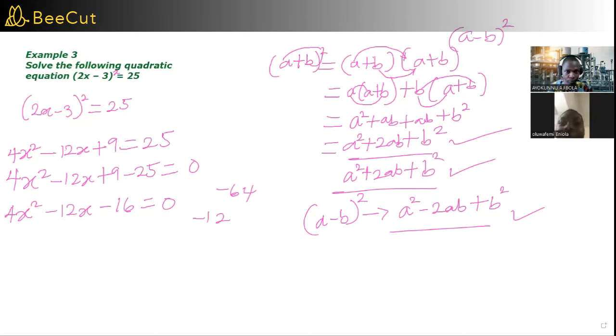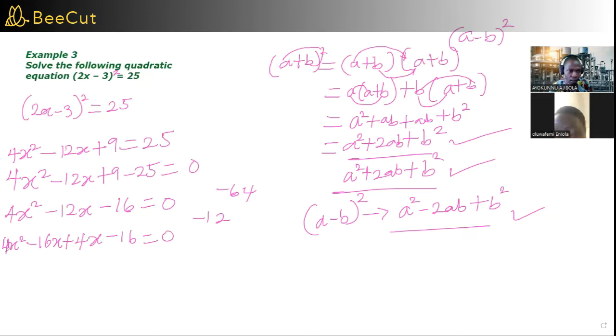Sixteen. 16 times 4. So you said 16 times 4. It's good that you have arrived at 16 and 4. But that is 4 times minus 16 gives us minus 64, and 4 minus 16 gives us minus 12. Is that clear? Yes. We are going to use 4 and minus 16. So 4x squared minus 16x plus 4x minus 16 equal to 0.